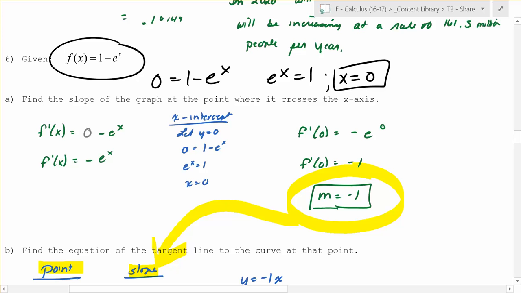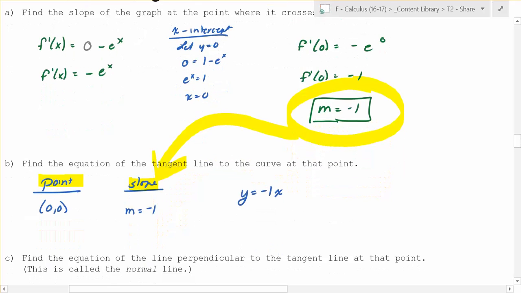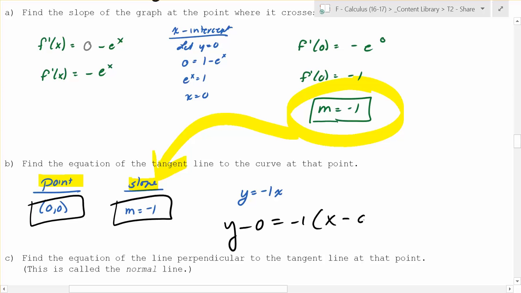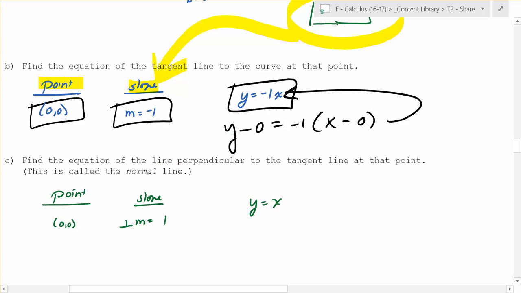Exactly. You know this. You definitely know that. Anything except 0 to the 0 is 1. So the point is 0. So if you have a slope and a point, can you write the equation of a line? Yeah, it's y minus 0 is equal to negative 1 times x minus 0. What does that simplify to? Negative 1x.